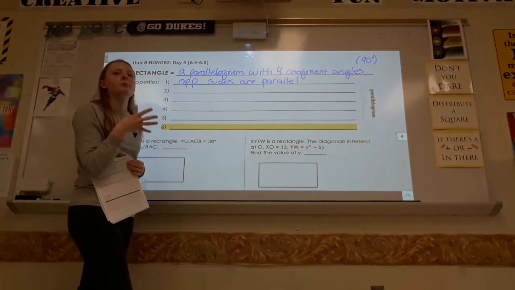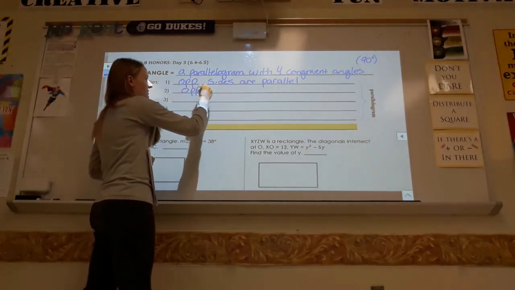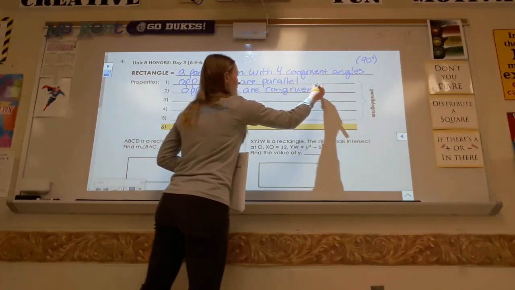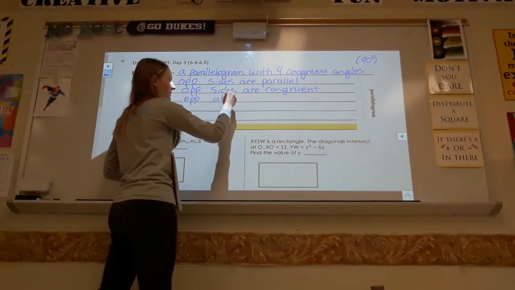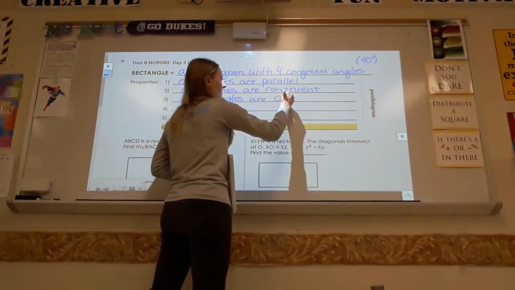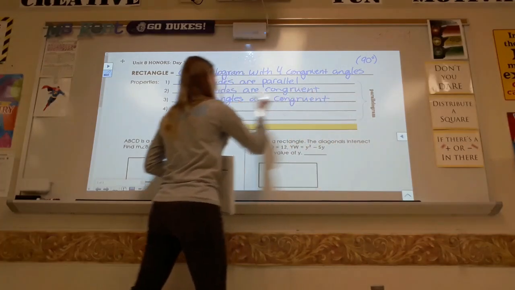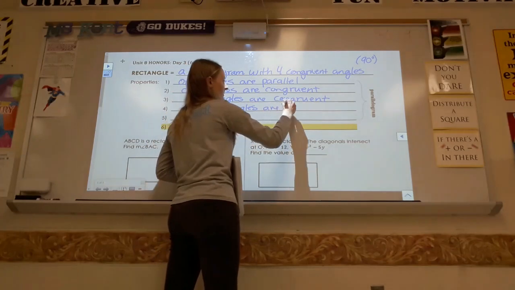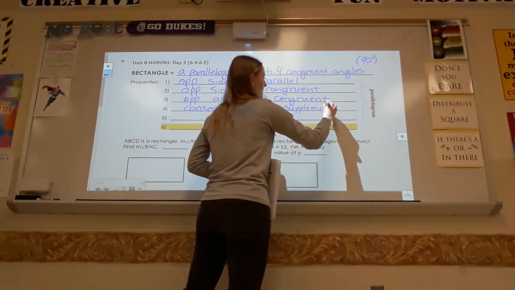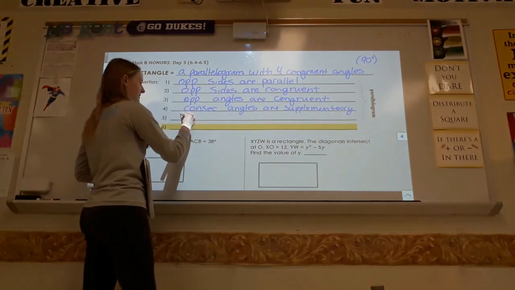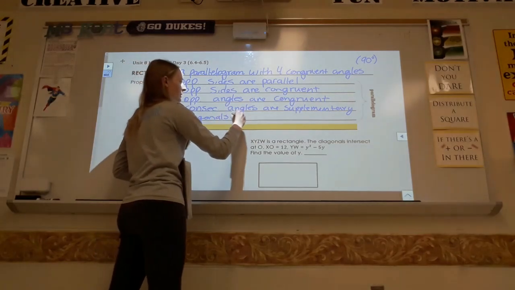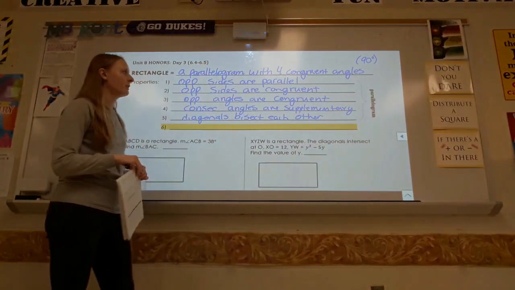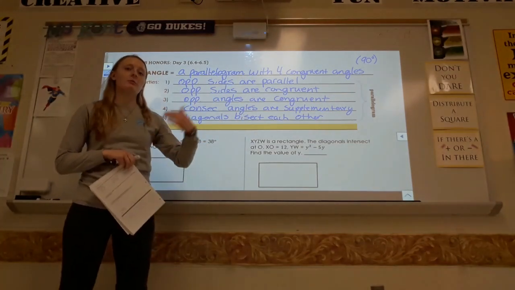Now, the 4 properties that we learned about a parallelogram besides its definition: opposite sides are congruent. That was one of the things that we learned to help us solve. We also learned that opposite angles are congruent. We learned that consecutive angles are supplementary. And then we also learned that the diagonals bisect each other. Okay, so everything that we've talked about before for a parallelogram, all those are true. We also know the definition of a rectangle gives us those 90-degree corners.